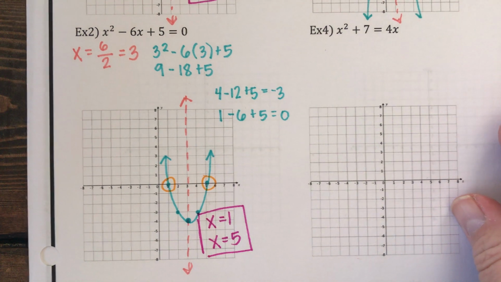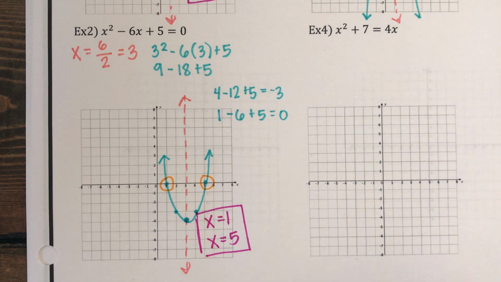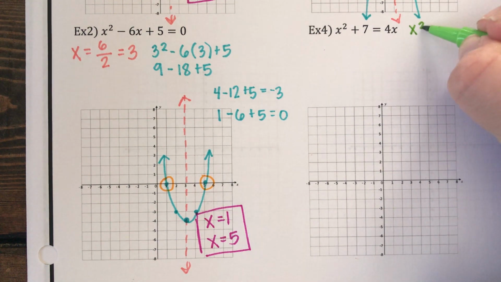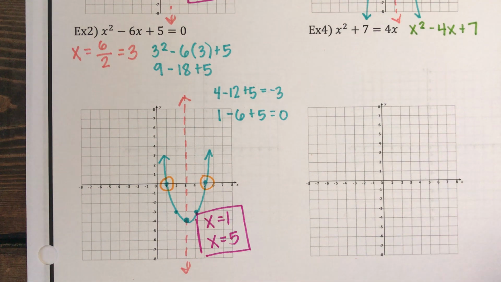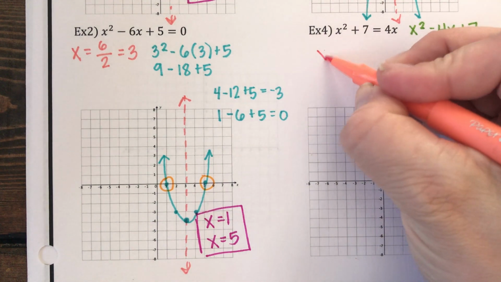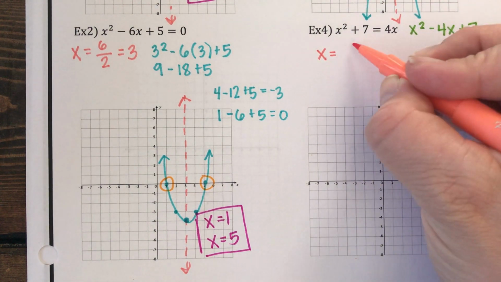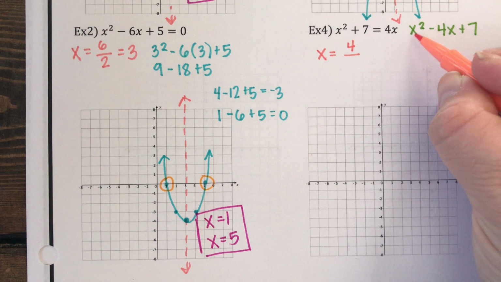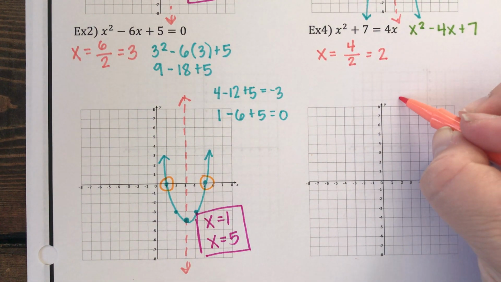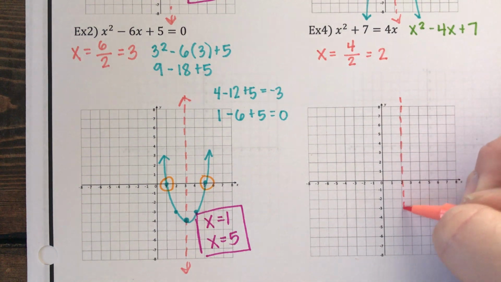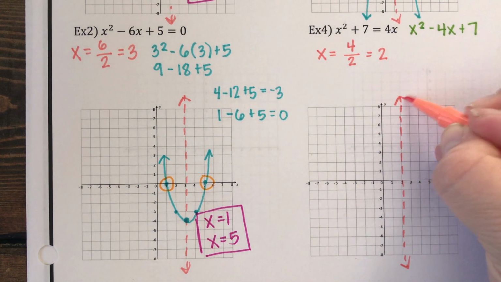Okay, so let's look at number 4. The first thing we have to do is get it in standard form, which is going to be x squared minus 4x plus 7. So now we're going to find the axis of symmetry by doing x equals negative b over 2 times a. 4 over 2 is 2. So that's the axis of symmetry right there.